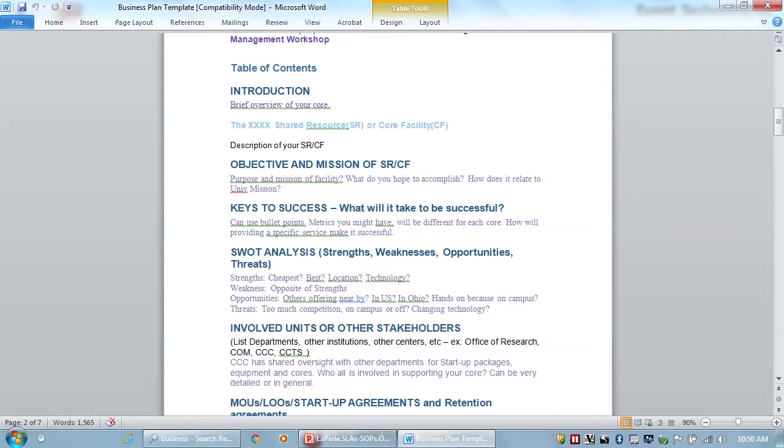And you'll go into a SWOT analysis. Dave talked about last time that having a SWOT analysis is a really good indicator for other stakeholders to know the ins and outs of where you're coming from. So your strengths: are you the cheapest? Are you the best? Do you have the best location on campus for this to happen? Do you have the newest technology?